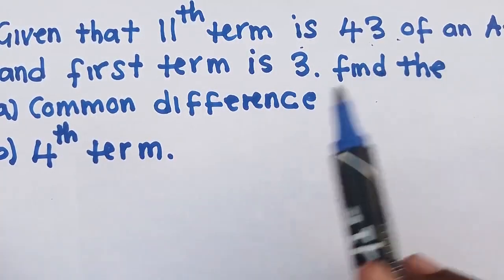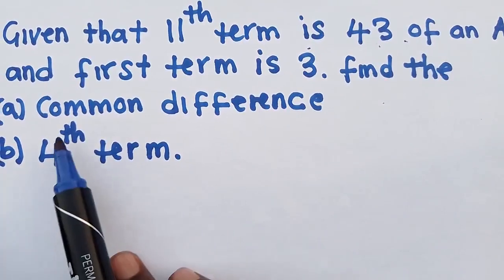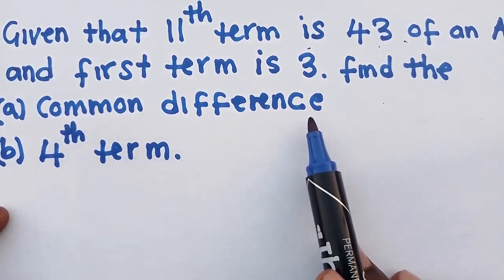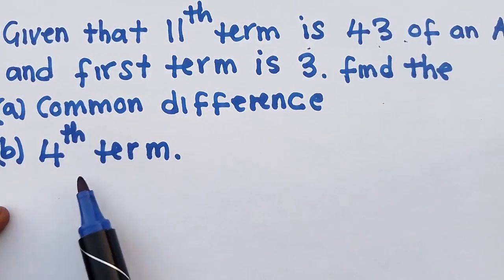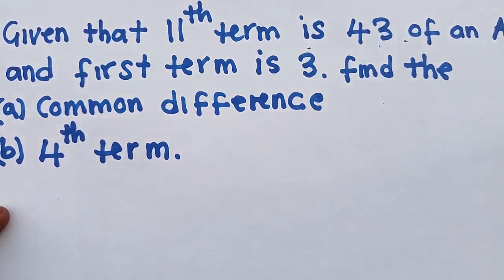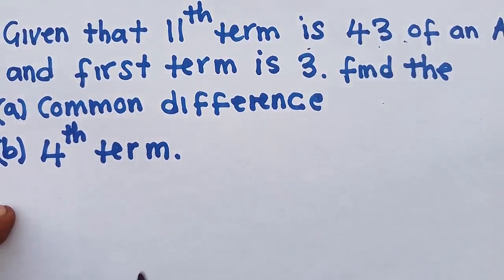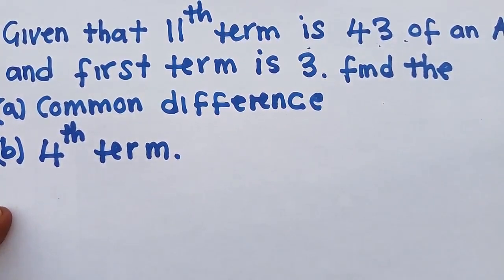For the first question, we are to find the common difference. Then for the second one, we are to find the fourth term. So this is how the question is. How can we handle this question? How can we answer it? I'll teach you the easiest way to go about this question.